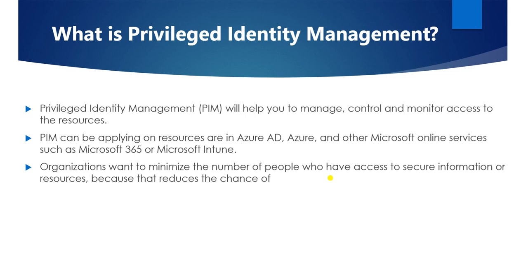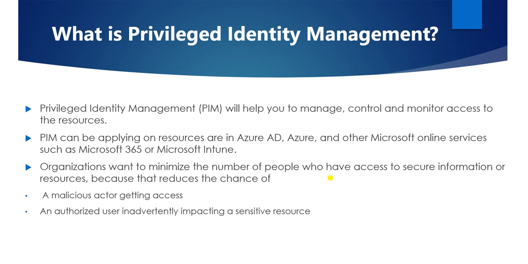Organizations want to minimize the number of people who have access to secure information or resources, because that reduces the chance of a malicious actor getting access, or an authorized user inadvertently impacting a sensitive resource. To use this feature in Azure Active Directory, P2 licenses are required, so you need at least a P2 license to utilize PIM services.